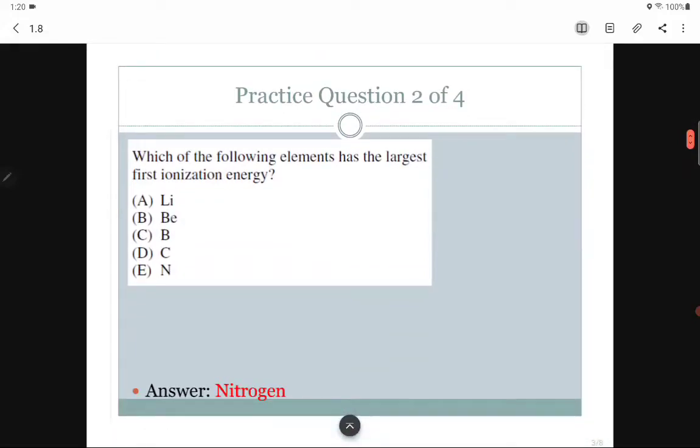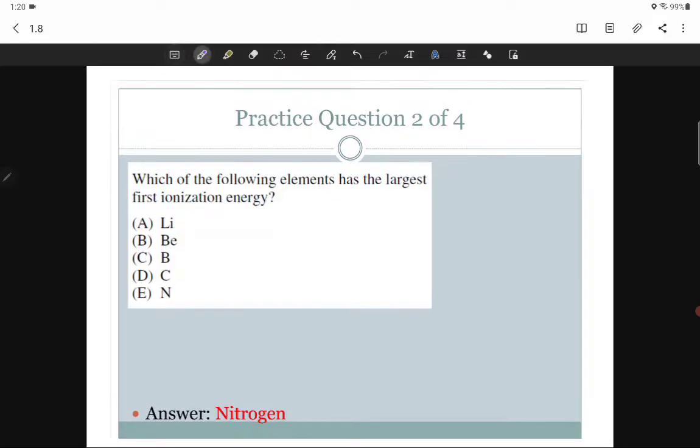So these are all periodic table related questions. Which of the following elements has the largest first ionization energy, meaning it's the hardest to lose an electron? So metals are easy to lose electrons. So we're not going to like beryllium or lithium. We're going to like something further over left to right on the periodic table. And I don't think we're going to get a chance here, but we would also like something higher up on that right side.